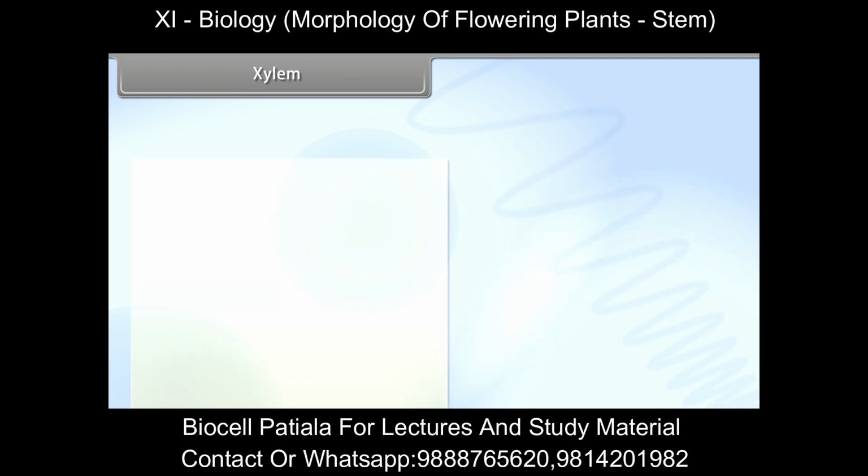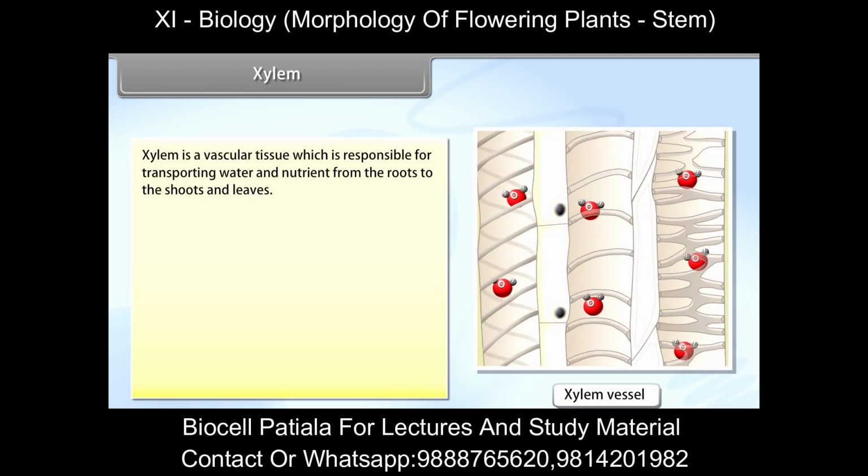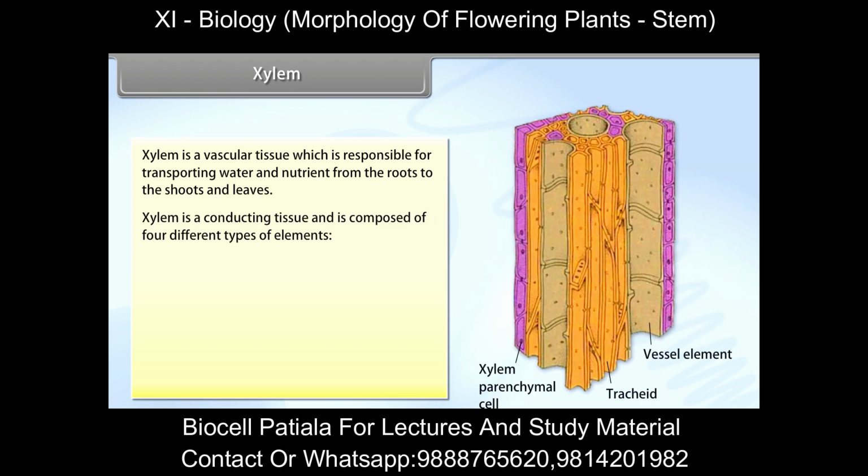Xylem. Xylem is a vascular tissue which is responsible for transporting water and nutrients from the roots to the shoots and leaves. Xylem is a conducting tissue and is composed of 4 different types of elements: tracheids, vessels, xylem fibers, xylem parenchyma.